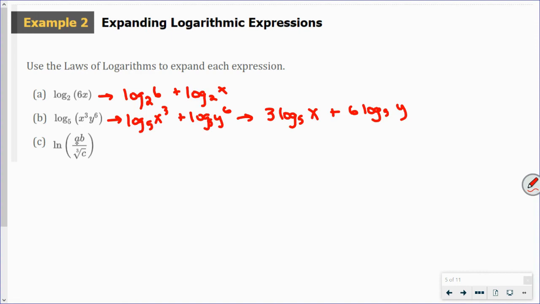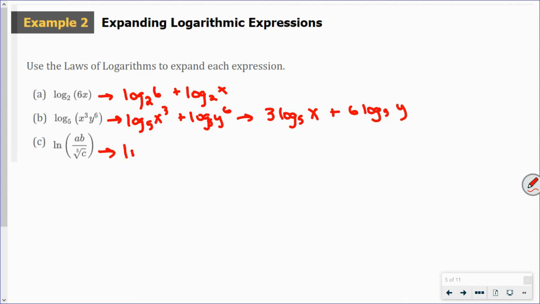Here I have ln of a times b divided by the third root of c. So that third root is an exponent, so we would have to deal with that. We have multiplication. We also have division, so we got a lot in this problem. So we're going to break up the division first, and we break up division with subtraction.